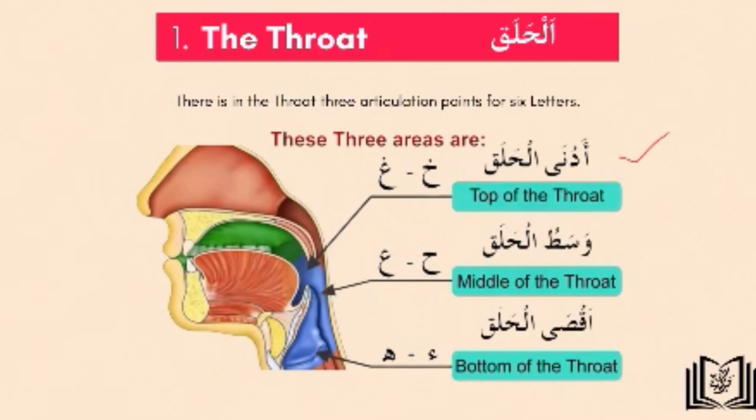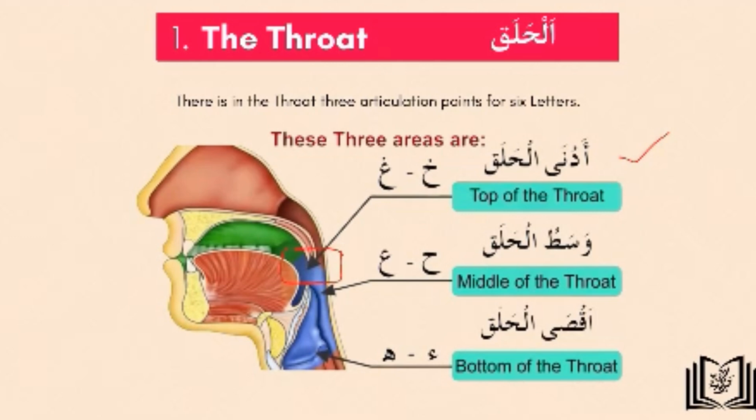Next one is Adnal Halaq. Adnal Halaq means the top part of your throat. We are coming from the lower part because it will be easy for you to understand. That's why we are coming from below. So Adnal Halaq is the top part, this area of your throat. We have two alphabets: Kha, Ghain.